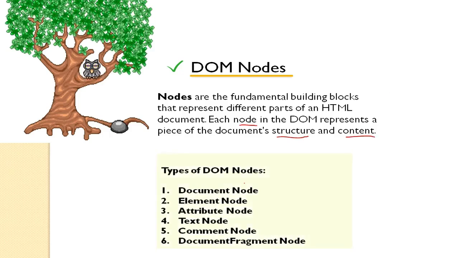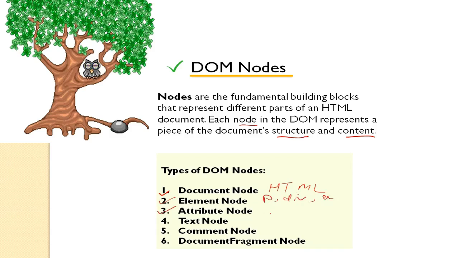Now let us see what different types of DOM nodes are. So the first one is document node. In document node we have our entire HTML page, right? Then is your element node. In element node we have all our elements like paragraph, div, and anchor tag. Okay, so these all represent element node.